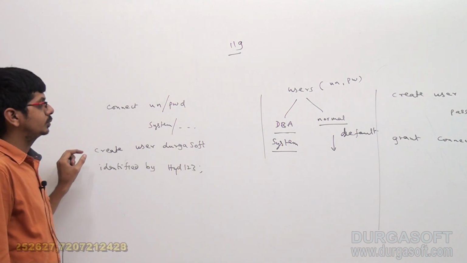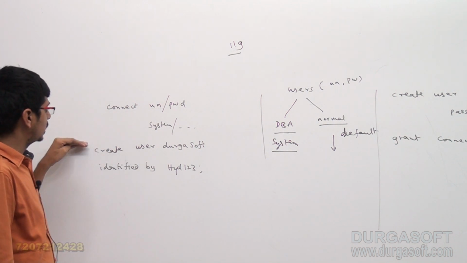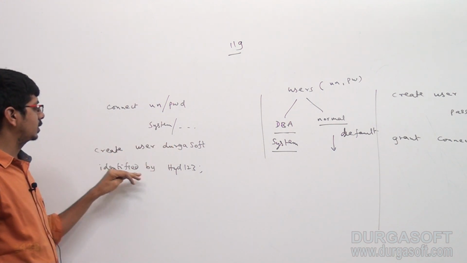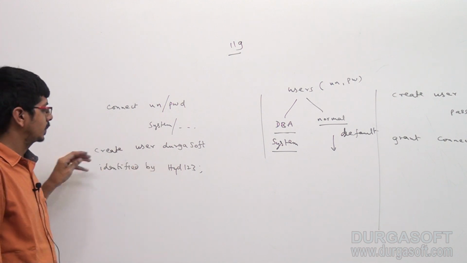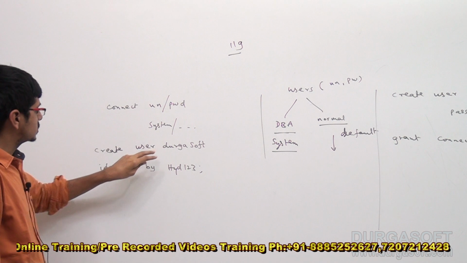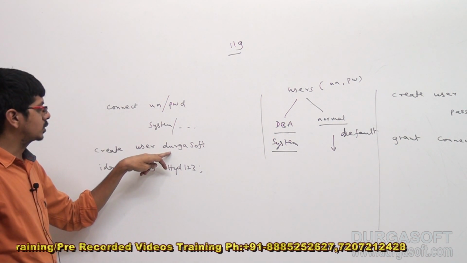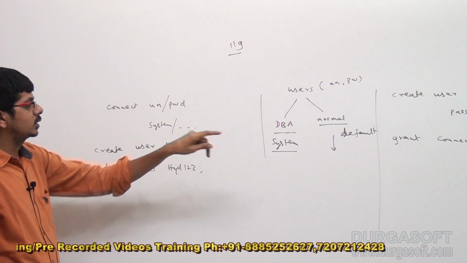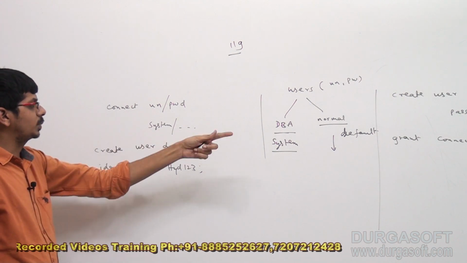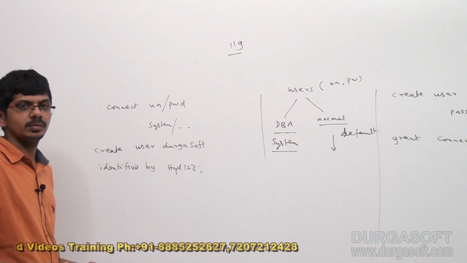Okay, now the system has created this user like this: create user DURGASOFT identified by some password. Okay, so can you connect to this user now? This is a new user, DURGASOFT is a new user, so you can connect to this user only after giving the permissions to connect. Only system can give the permissions to the new user to connect to the database and get the resources from the database.